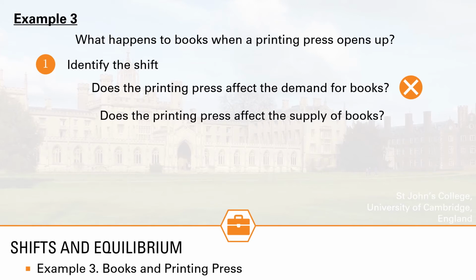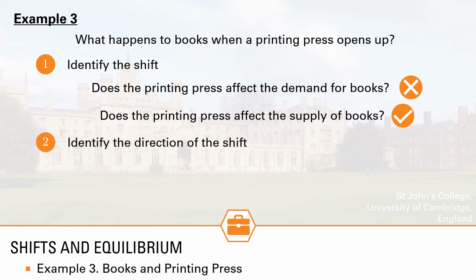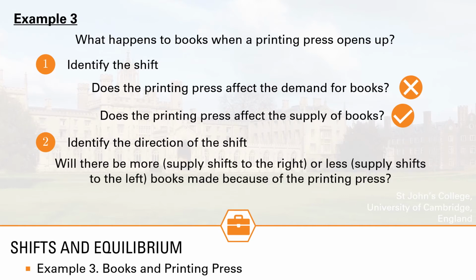How about, does the printing press affect the supply of books though? Yes, it does, right? Technology. Remember technology, right? Now it's easier for us to create books. It takes less time, but it affects the supply. Okay, getting ahead of myself. That's step two, when we identify the direction of the shift. So will there be more books or less books because of the printing press?